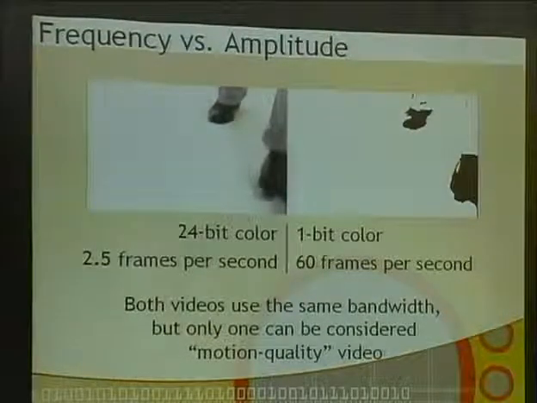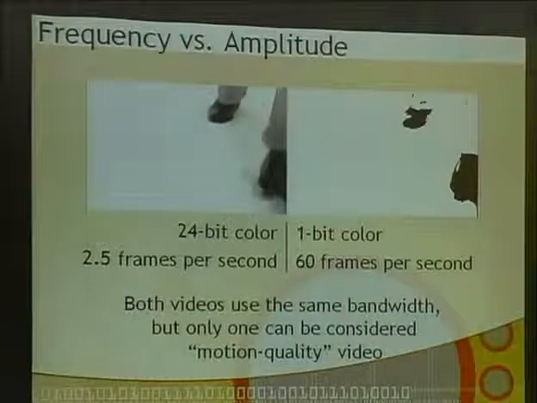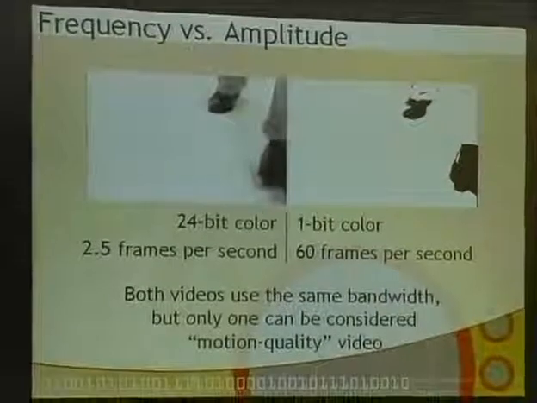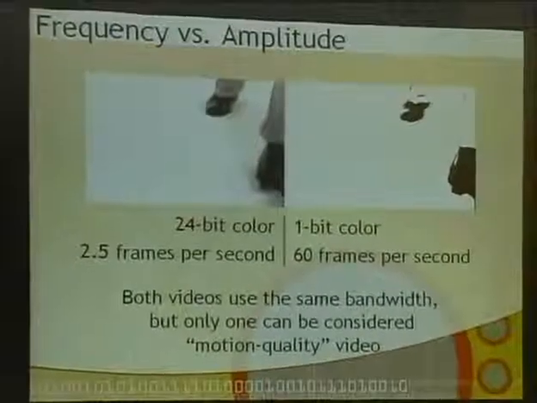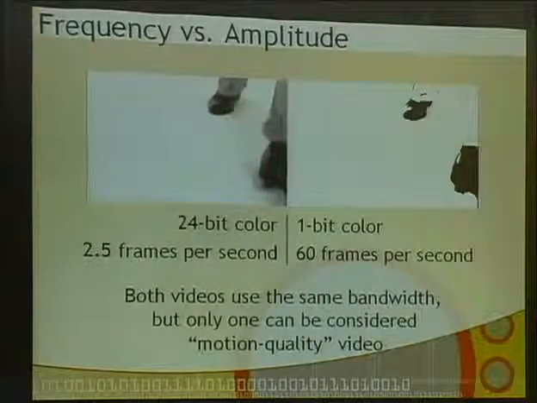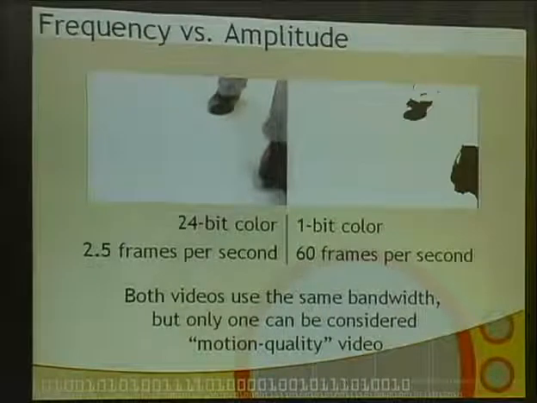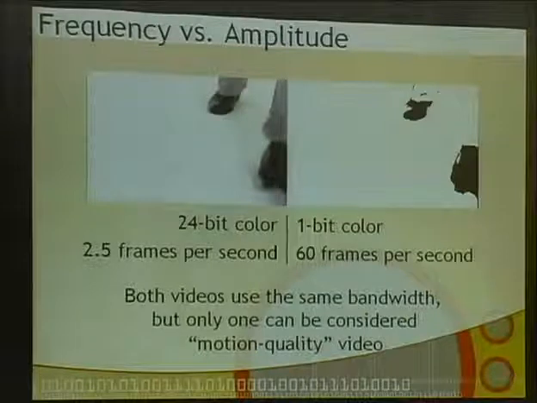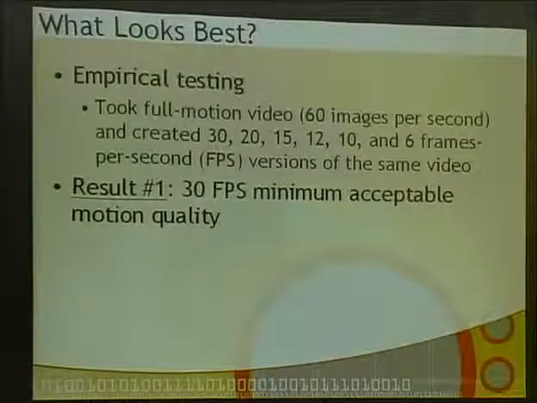What you're supposed to be seeing is a black and white video of footsteps moving and a 24-bit color video of footsteps moving. They both take up the same bandwidth, the same amount of disk space, memory space, whatever. But because the black and white one is going at 60 frames a second, you can actually tell it as footsteps walking, whereas the 24-bit color one almost looks like someone is just stamping up and down in place. So this is what I mean about frequency. More samples is better. In trying to solve this problem, I started out with what looked best.